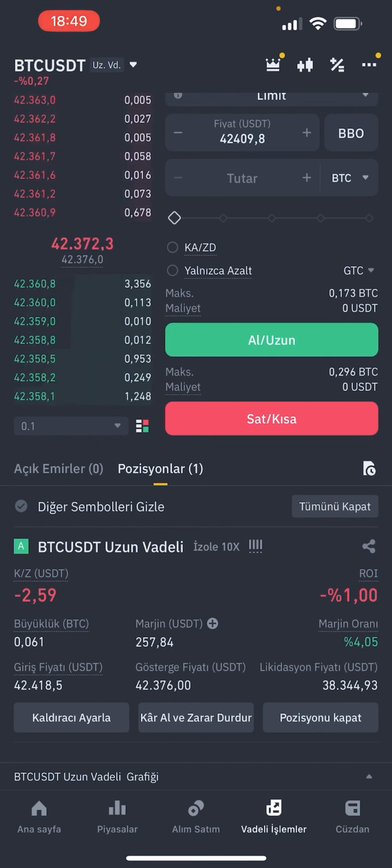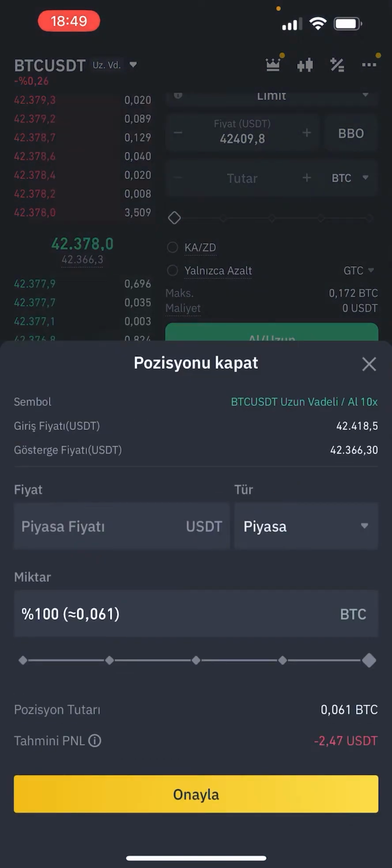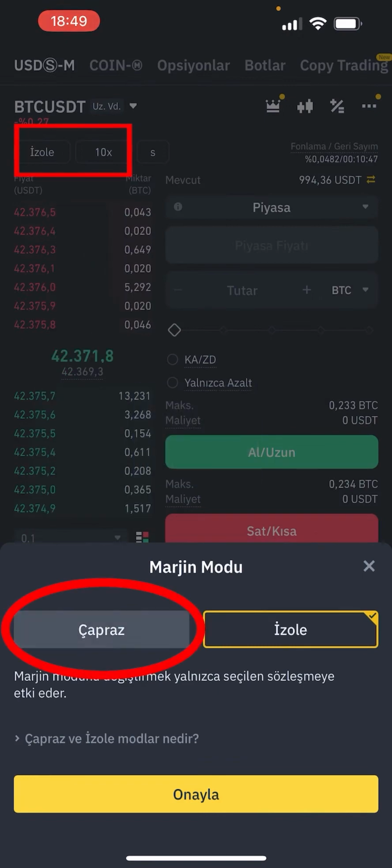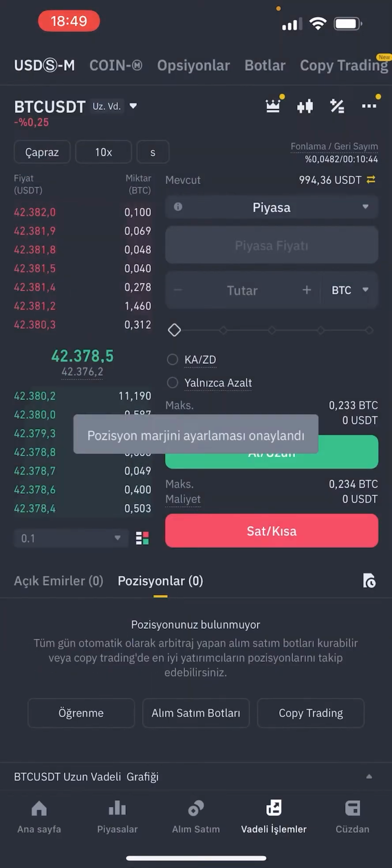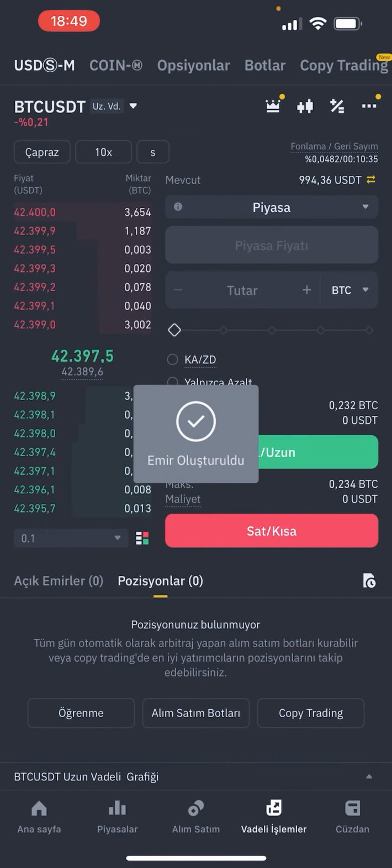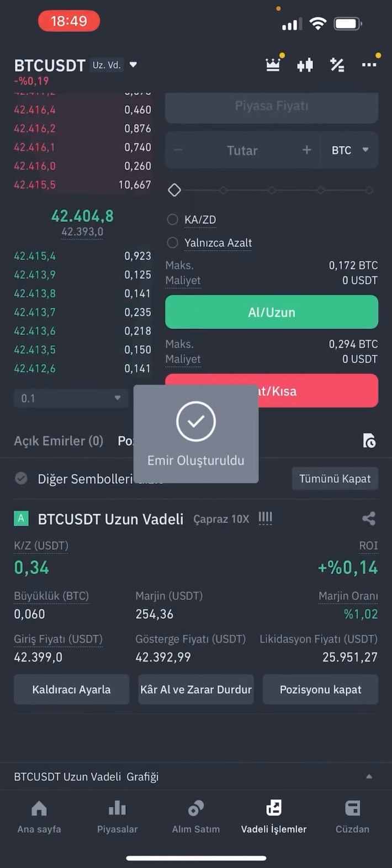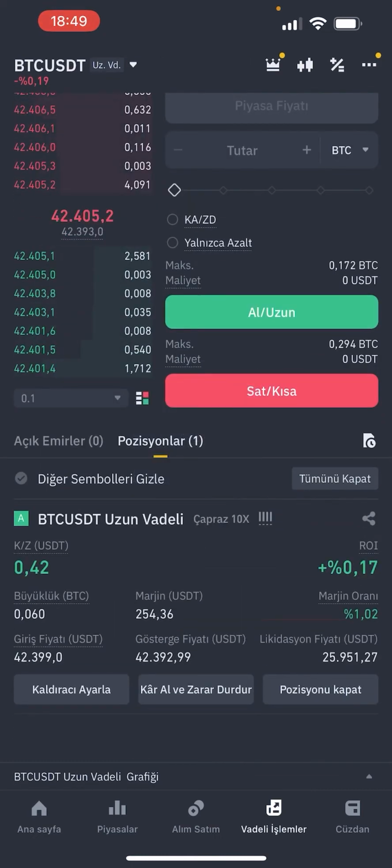Now I'm going to open a position on cross, and then I'll tell you the difference. First of all, I close my position. Now I'm here. This time I want to open a cross position. I clicked, and I'm going to open a position with the same cost. I open my position. Look, just now I had a liquidation level at one price, and now I have a much lower liquidation level. Isn't that a good thing?